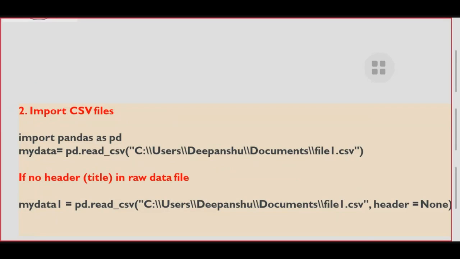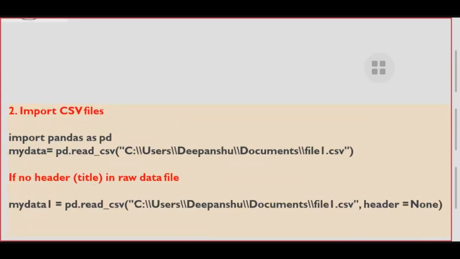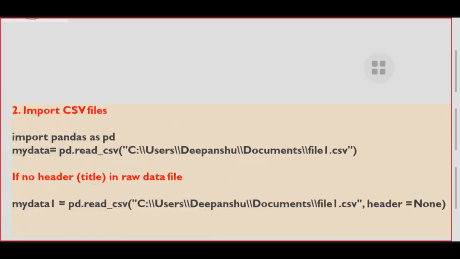Then if the header is null, it's raw data, meaning the header will not be declared. We have to declare that header. So for that we will use header equal to None. See the third line in blue color. Here you can see that it is without header.